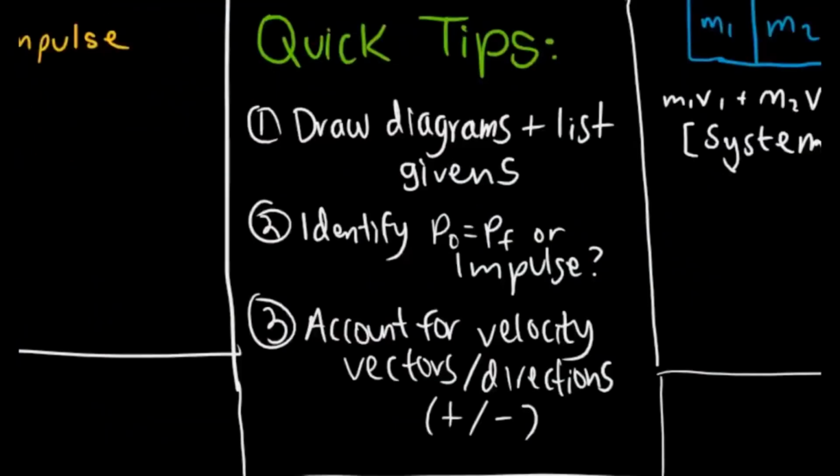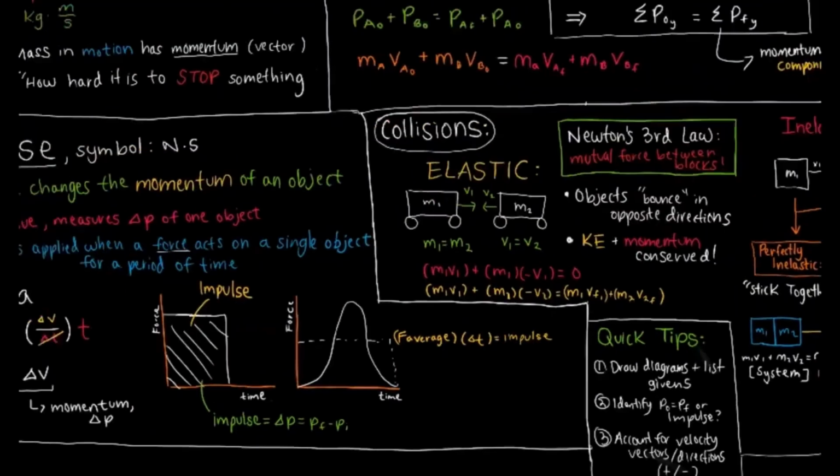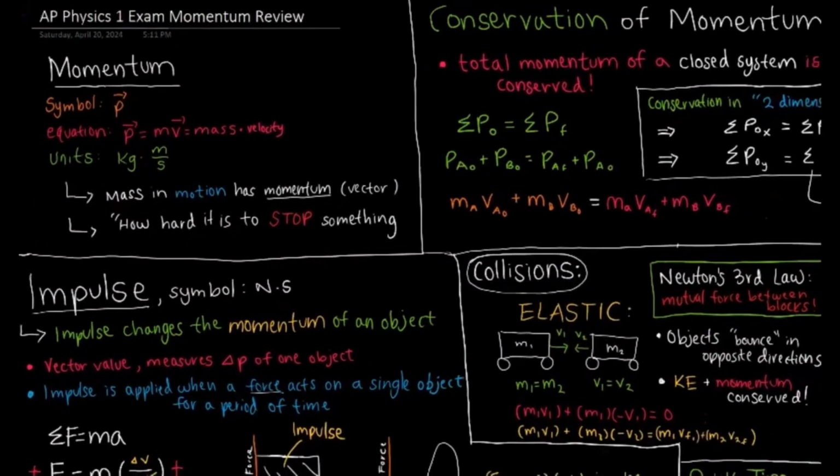And now just some final things, quick tips for momentum problems. Make sure you draw your diagrams and list the givens always for any type of problem. Identify whether there's impulse or conservation of momentum. It'll help you get started with problem solving. And then you also want to account for velocity, vectors, and directions. That's super important, especially for collisions. I mean, it can absolutely make the difference.